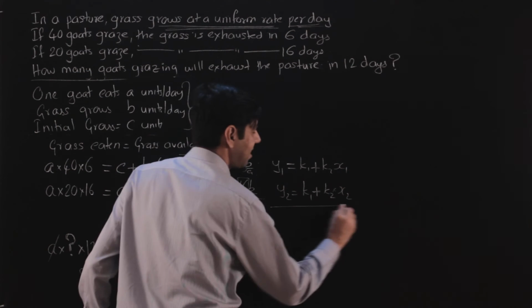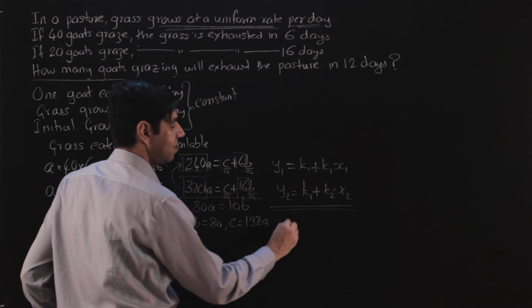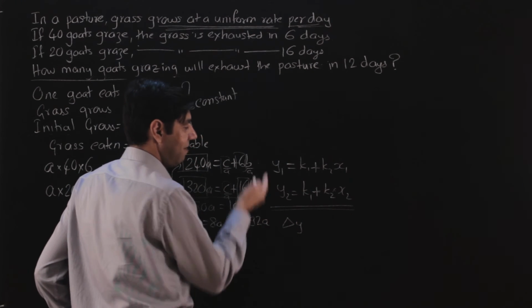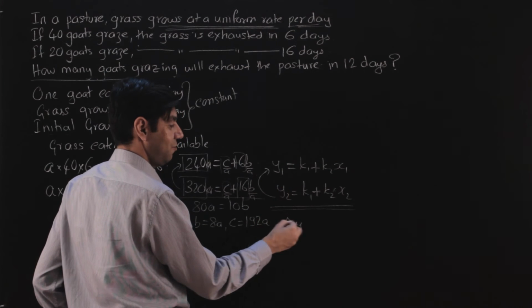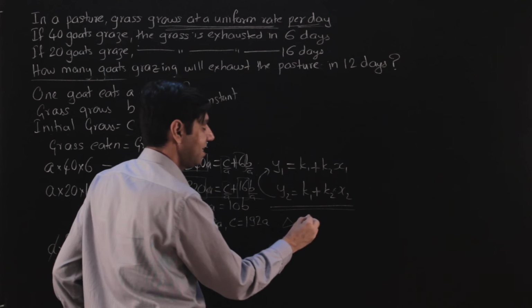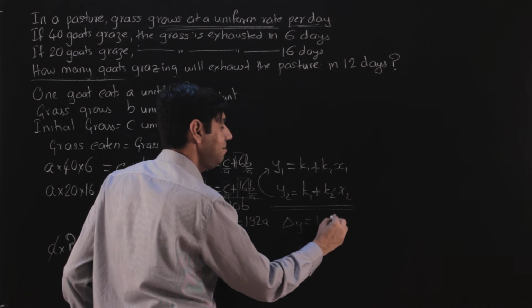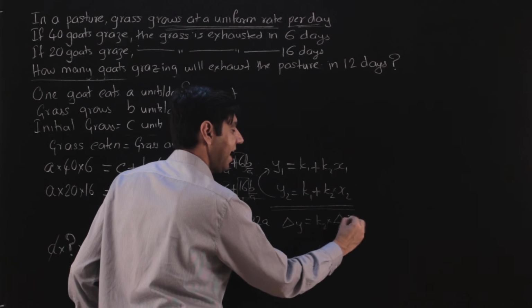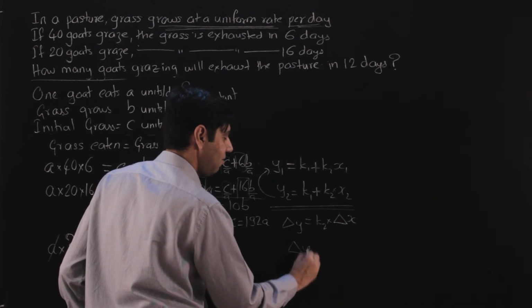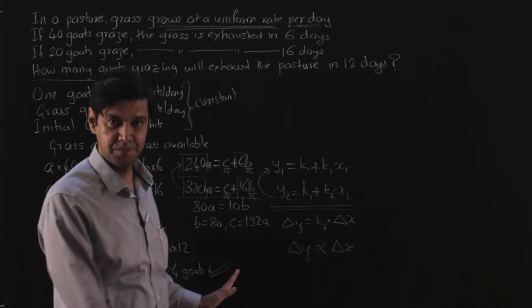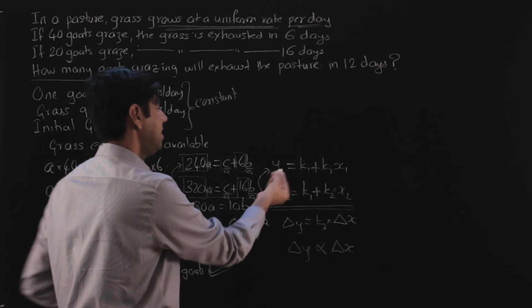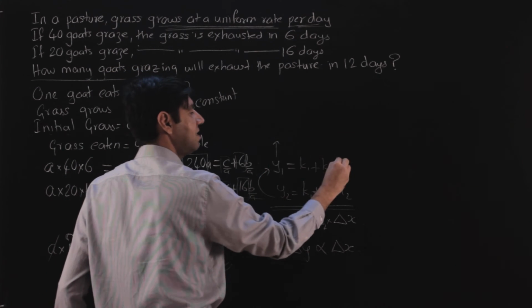And in such direct relation, there is a very easy shortcut. What is that? The change in y, when I subtract, let's say y2 minus y1 or y1 minus y2, the k1 gets cancelled out, I have k2 times the change in x, and this simply says change in y is directly proportional to change in x. This is the shortcut. What remains to be seen is what is this y and what is this x?